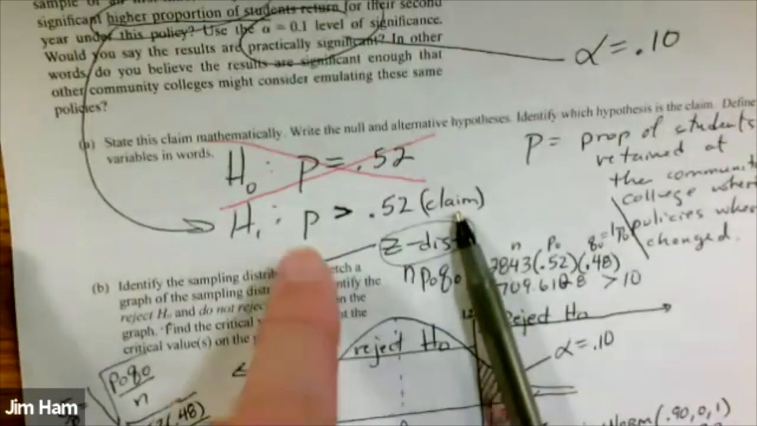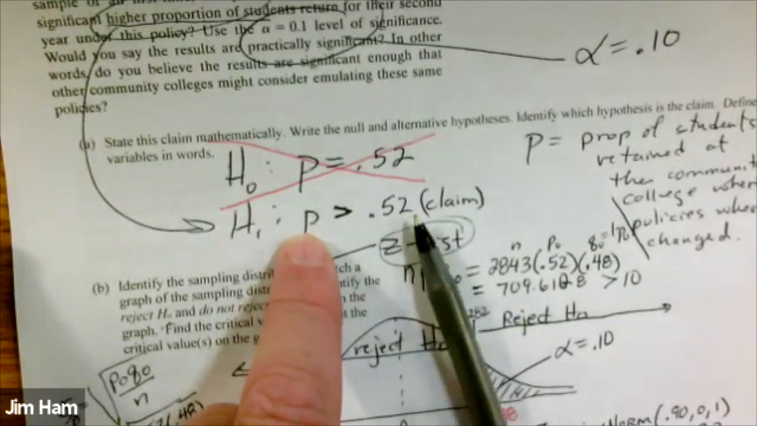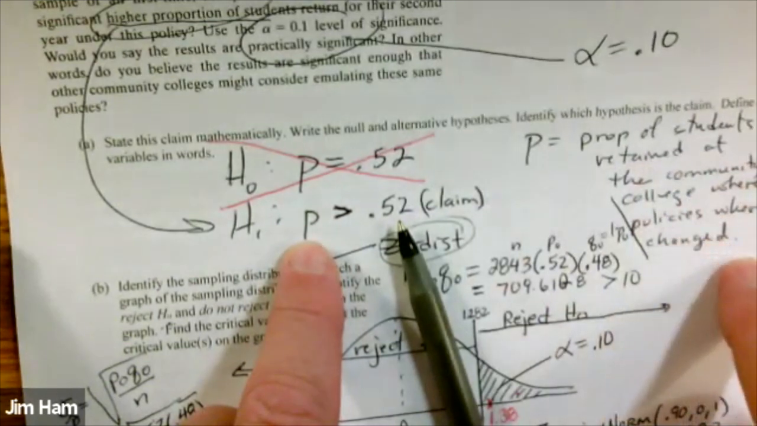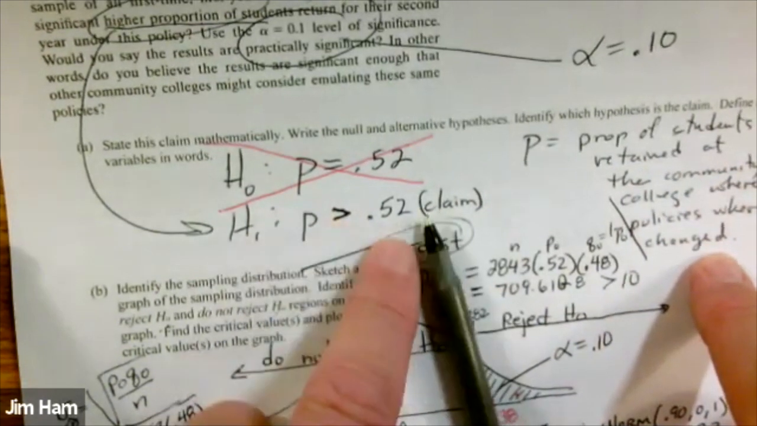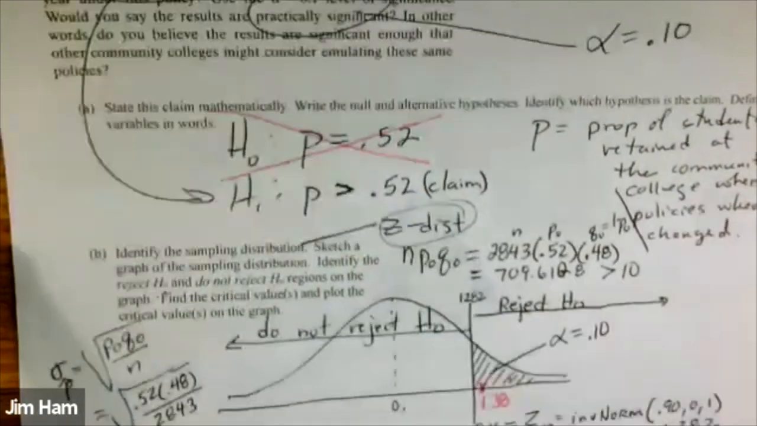So this last part here basically says there's evidence to support the claim, and then you just come up here and say, well, what was the claim? Well, the claim was that P was greater than 0.52. Well, what does that mean? Well, we defined P over here, so the proportion of students retained at the community college where policies were changed is greater than 0.52. So you can just kind of state the alternative hypothesis in words there.